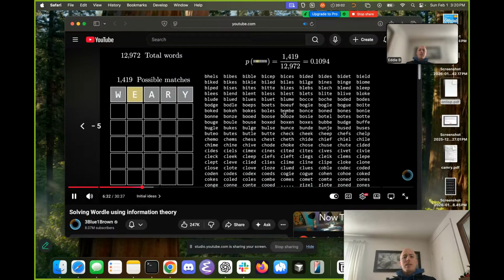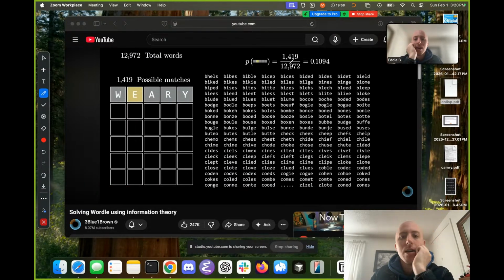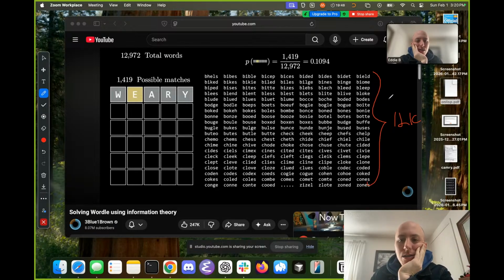Probably just the least informative. It's just kind of weird because we've got two distributions going on here. I mean, of these like 12,000 words, each word here in the distribution is uniformly random. Like you have an equal chance of guessing any of these words.